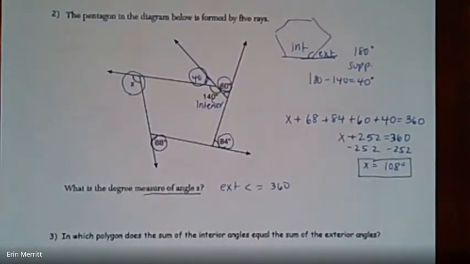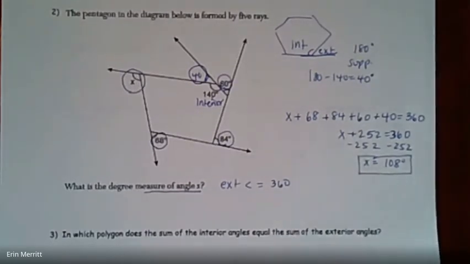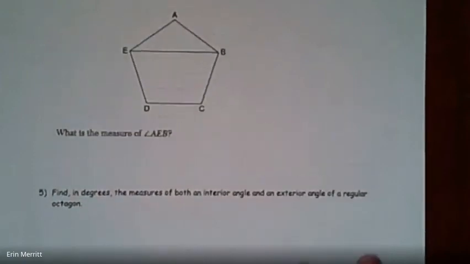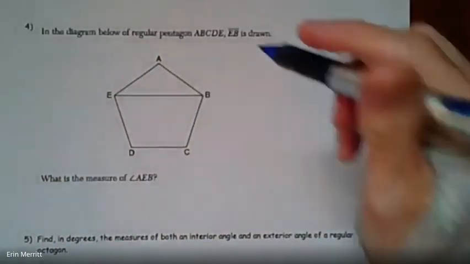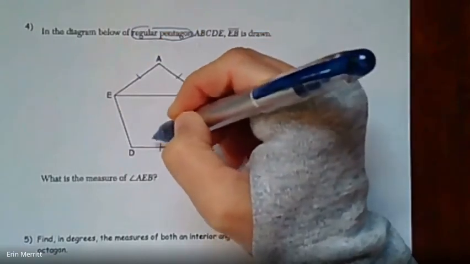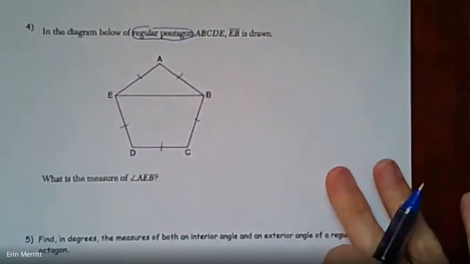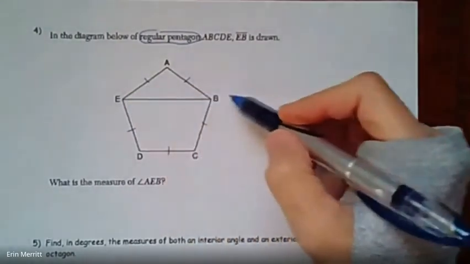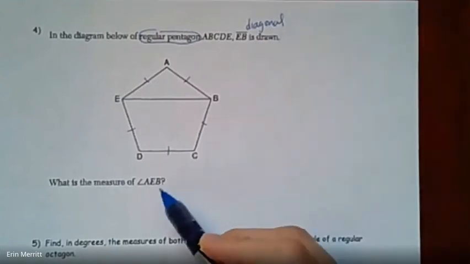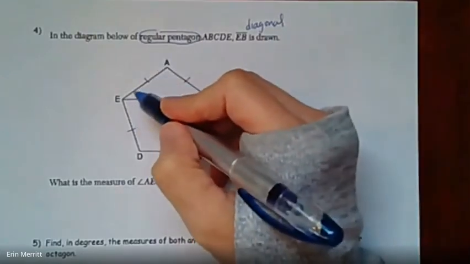All right. Let's skip a little bit. If we jump to number 4, let's take a look at that one. Number 4 is saying, in the diagram of a regular pentagon, so they're telling you all those sides are the same. EB is drawn. So that's one of the diagonals. That's all that is. What is the measure of angle AEB?